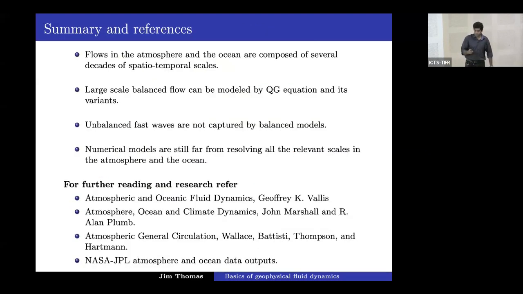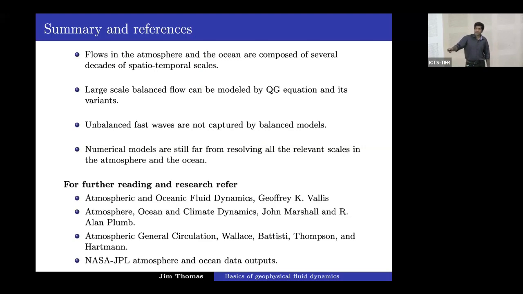So that summarizes this first talk. Flows in the atmosphere and the ocean, as we learned, have a lot of spatio-temporal scales, which makes it very hard to resolve all these scales. The equations governing them are very complicated nonlinear PDEs. We could track some of these features numerically, but you have to rely on the local computational resources you have.